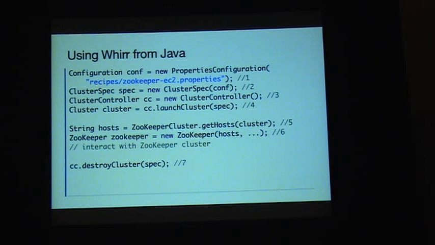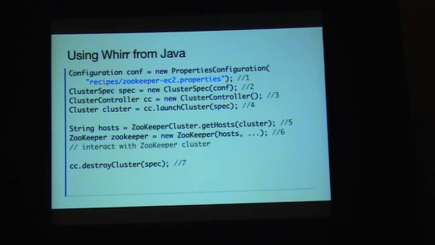The second line is creating what we call a cluster spec object, which encapsulates the shape of the cluster that we want to start. And to actually start a cluster, we need a cluster controller object, and then we can, on line 4, launch the cluster using the launch cluster method, passing in the spec, saying how we want the cluster to be. That goes away, starts the cluster, and returns this cluster object, which encapsulates the state of the cluster.